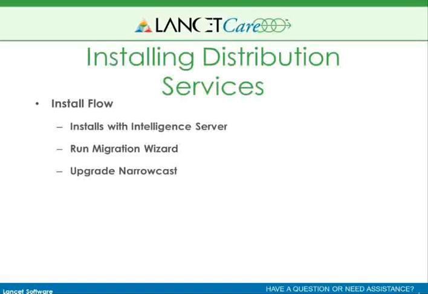So you know about distribution services. You've identified what can move and what cannot move away from Narrowcast. And hopefully by now you've decided that most, if not all, future deliveries will be handled by distribution services. So now it's time to install. As long as you're licensed for distribution services, it'll be available as a subcategory underneath the intelligence server in the installation wizard. Since it's a component of intelligence server, it's simply checking a box to enable it, and no additional software actually needs to be installed.